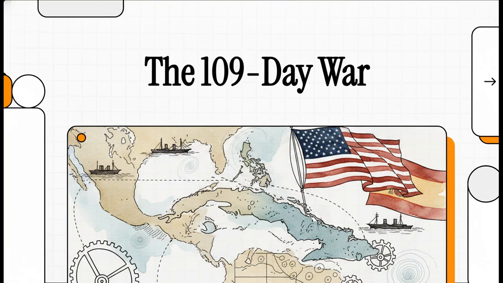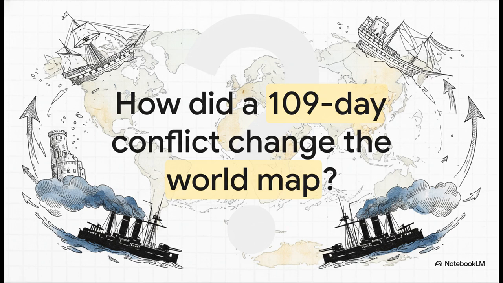All right, welcome to this explainer. Today we're diving into a shockingly brief event that had massive, truly enduring global consequences. We're talking about the Spanish-American War of 1898. This is a conflict that lasted barely 3.5 months, and yet it completely redrew the geopolitical lines of the 20th century.